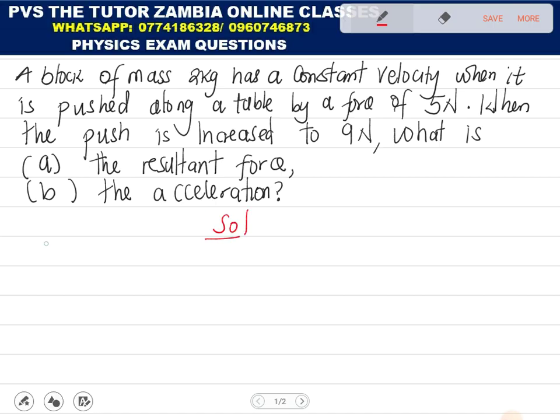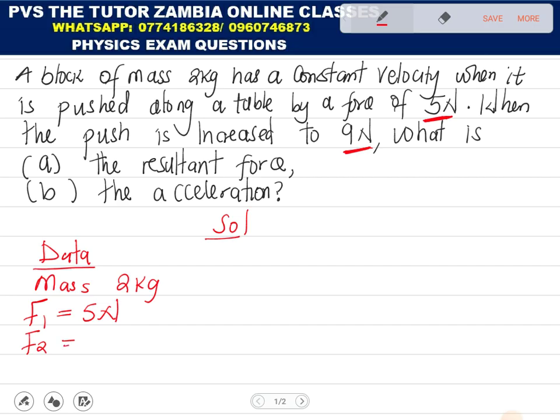First of all, let's look at the data that we have. I always encourage students to write the data. We have the mass. We shouldn't even rush into solving, just collect the data. So we have the force that was first pushing this, then that force has been increased to 9. That means we have our force 1 is 5 newtons and our force 2 is now 9 newtons.